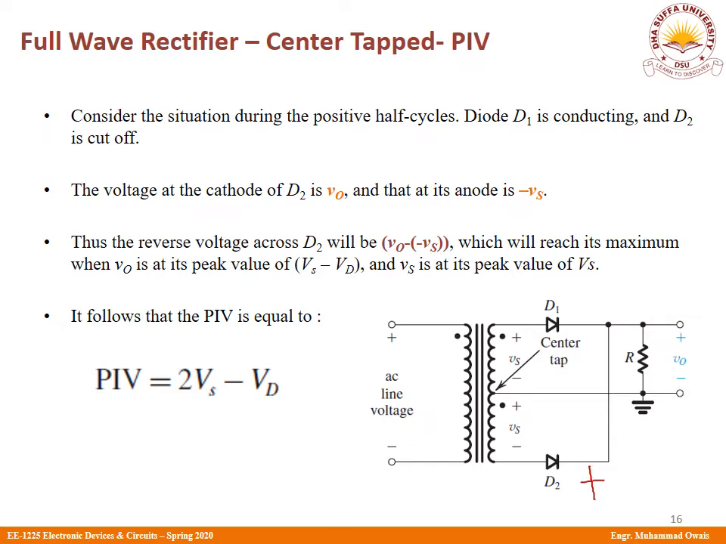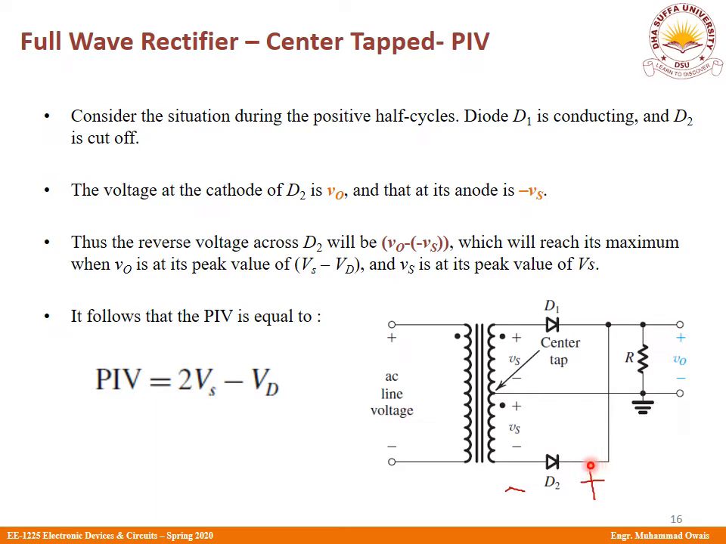It's this and this. So peak inverse voltage is given by this voltage minus this voltage. Okay, so what is the value of voltage at this point, and what is the value of voltage at this point? At this point it's pretty clear that the value is nothing but minus Vs. Why minus Vs? Because you have a negative terminal here, so you get minus Vs.